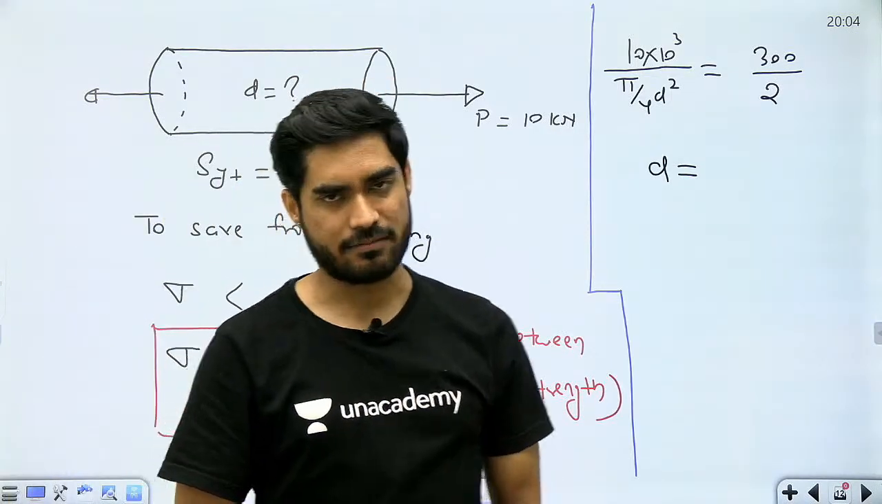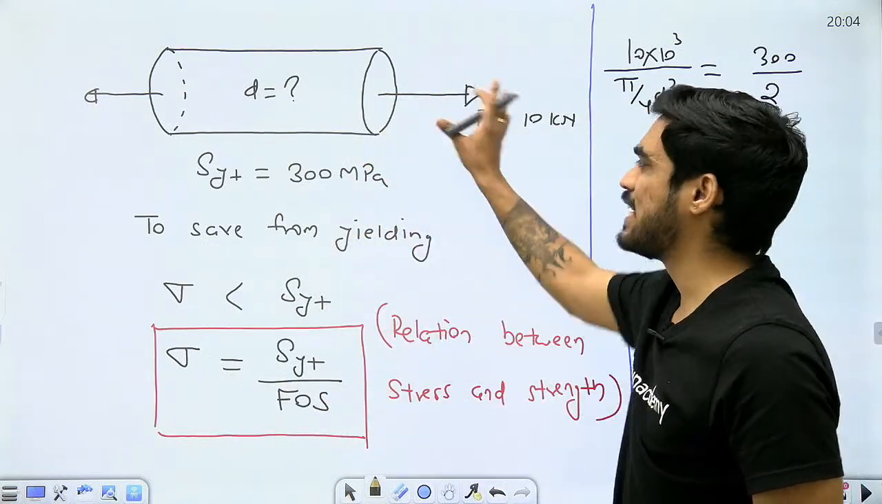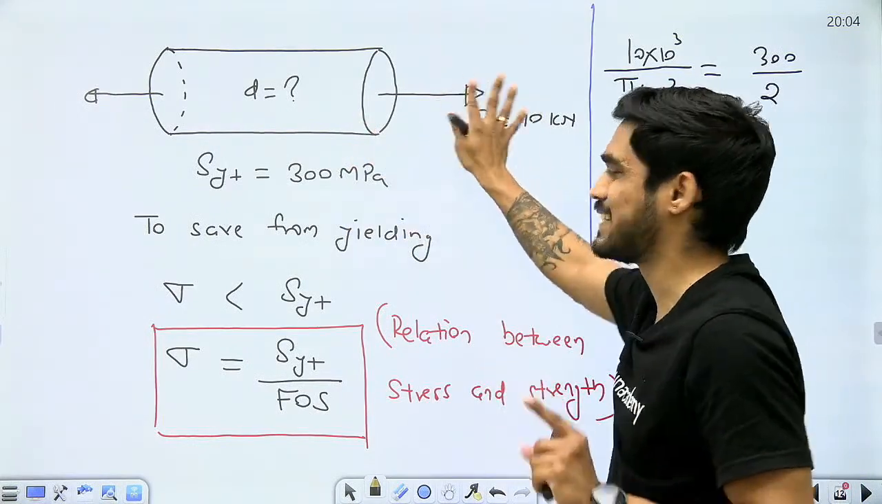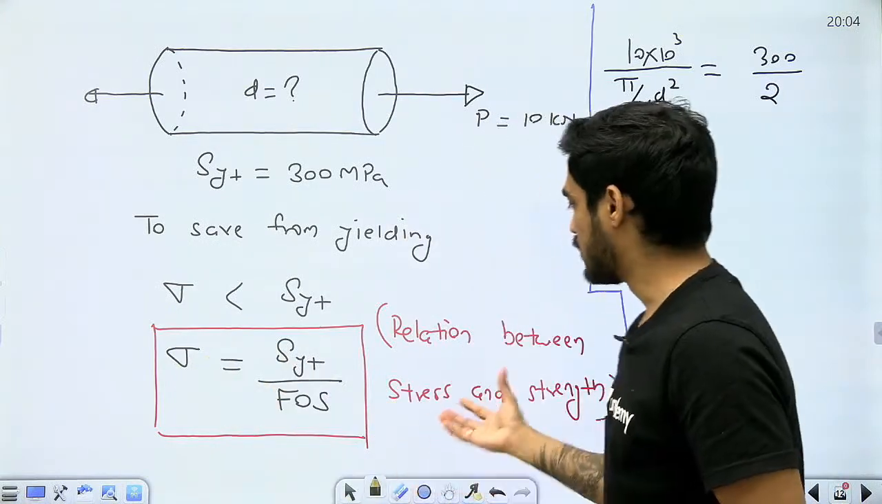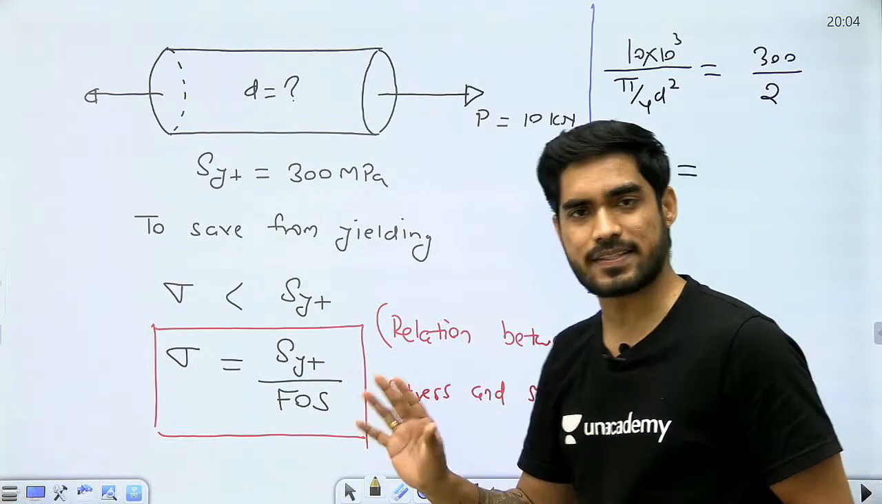Now beta, understand. In this case, the loading was very simple. There was only one axial load acting on the body. We were getting only one sigma. So this relation was very easy. Sigma equal to SYT by FOS.